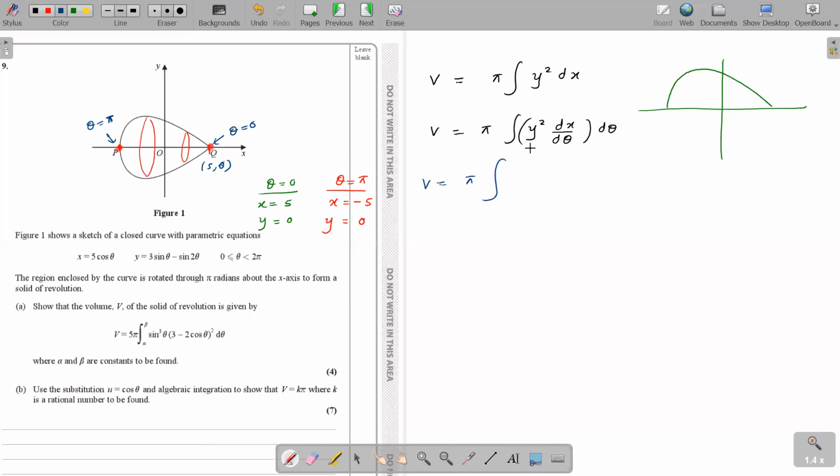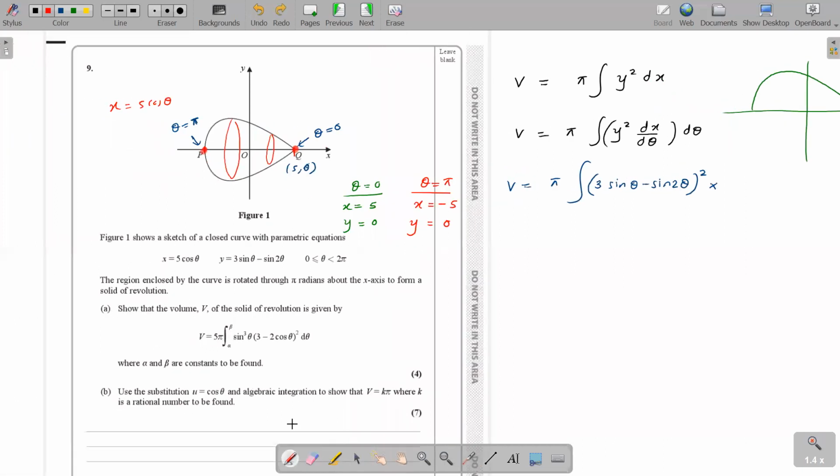V equals pi times, who is y square? 3 sine theta minus sine 2 theta. This is y. Y square means the square of this whole thing. Then dx by d theta. Can I know what's dx by d theta? X is 5 cos theta. So what is dx by d theta? When you differentiate cos, we get minus sine. Minus 5 sine theta. So let's input that value here for dx by d theta.